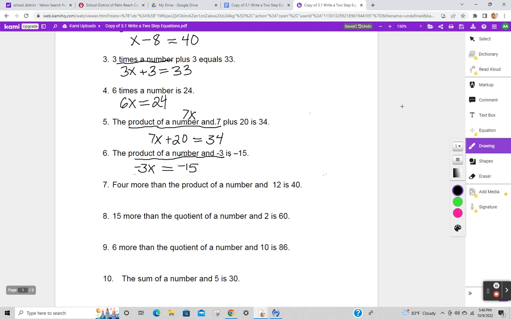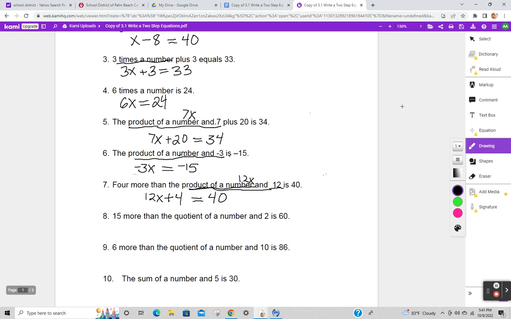Number 7, 4 more. So we're going to add 4 more to what we already have. Let's see what we already have. 4 more than the product of a number and 12. So we have a product here. We have 12x. The number, we don't know what that is. So that's going to be x. So we have 12x from here. The product of a number and 12. That gives us 12x. And to that, we're going to add 4 more. And that is going to be equal to 40.